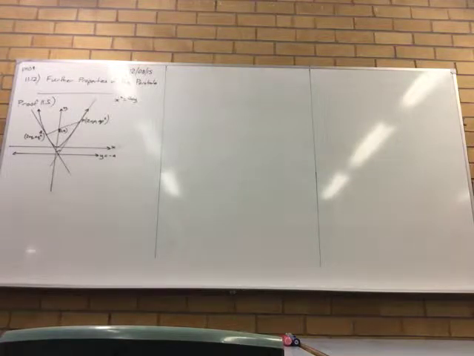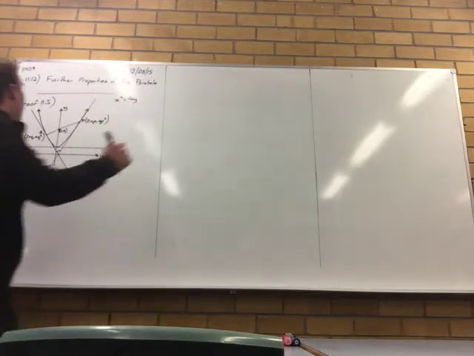We need to consider the point of intersection of the 2 tangents and the gradient of the 2 tangents. I'm not going to go through the complete proof because we've already done parts of it in the previous section.